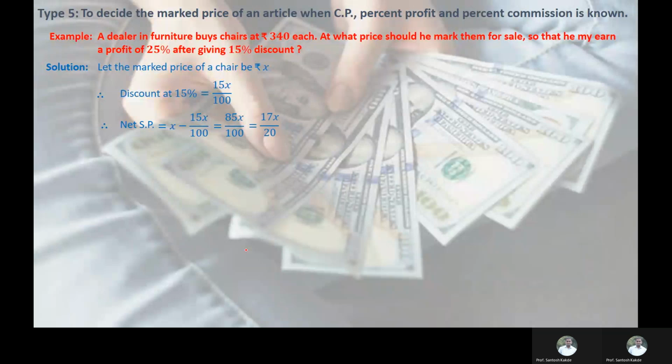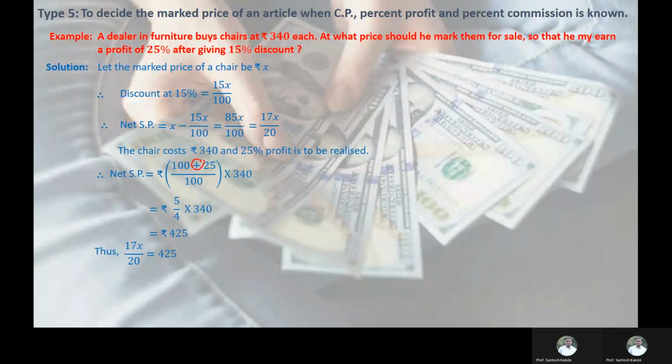So let us consider, just simplifying this one. The chair cost is 340 rupees, and we have to make the profit of 25%. So the net selling price is nothing but 100 plus 25 upon 100 into 340. Simplifying this one, we get 425 rupees after 25% profit. So that's why we are adding here the plus sign. Now remember this one.